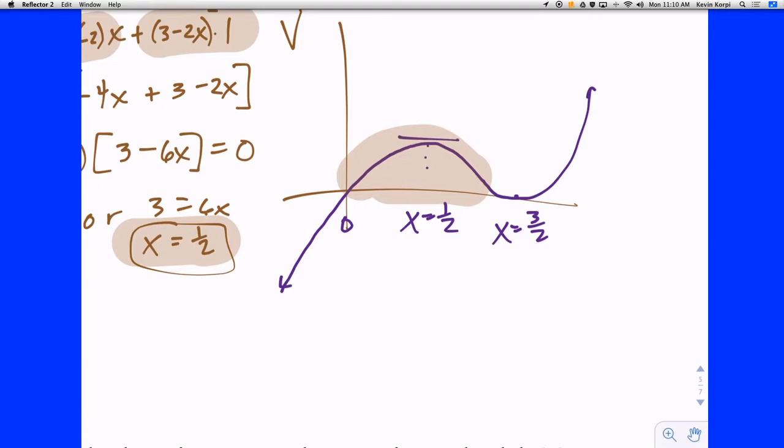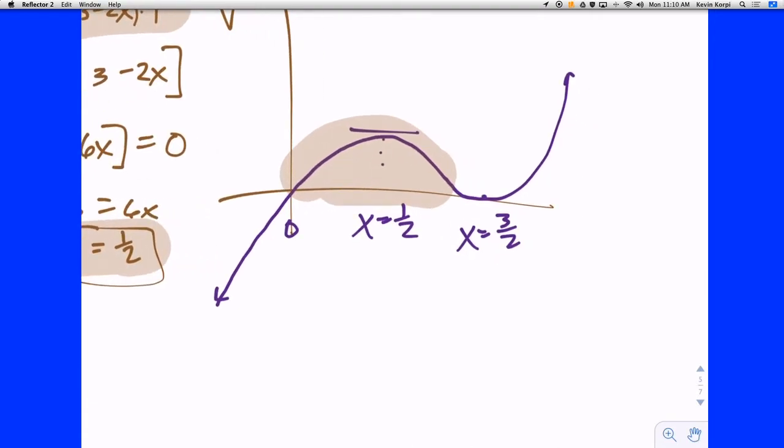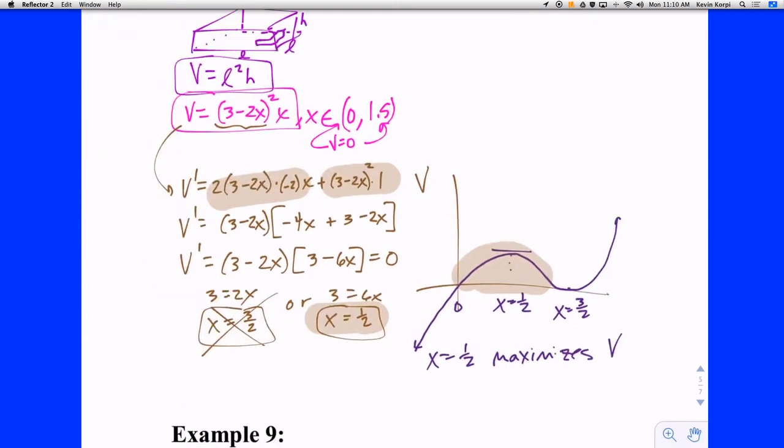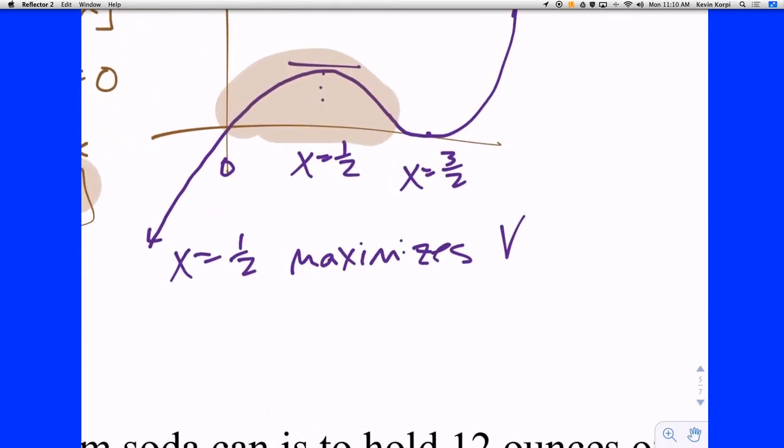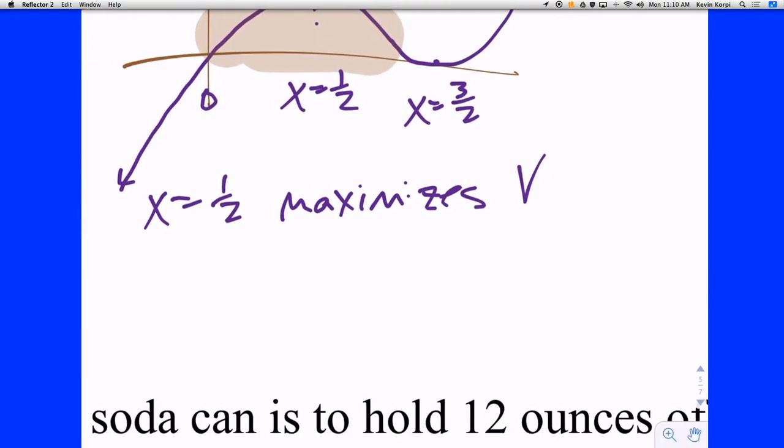Let's go ahead and write the justification one more time. x equals 1/2 maximizes V, and I can use V because I referred to it up here. I defined it. So it maximizes V. You could say absolutely if you want. That's a nice little adverb, right? How does it maximize it? Absolutely. But you don't need to because we assume that, right?